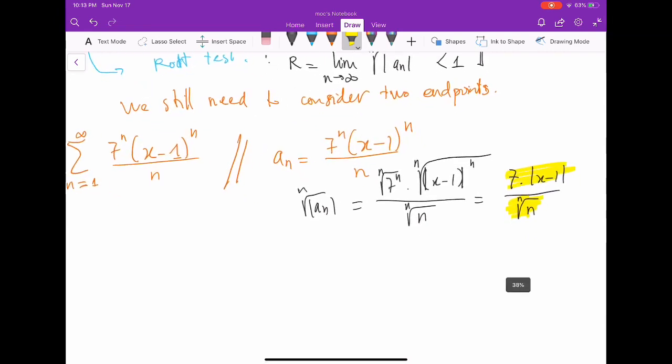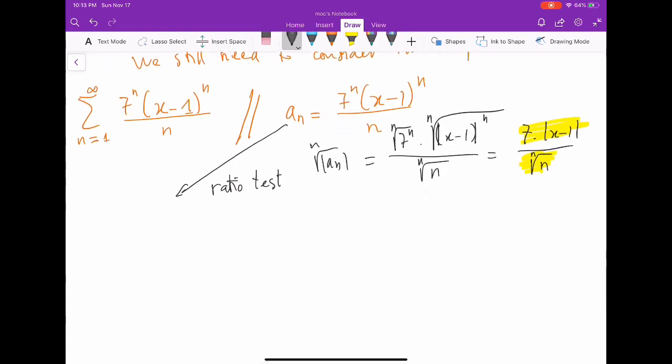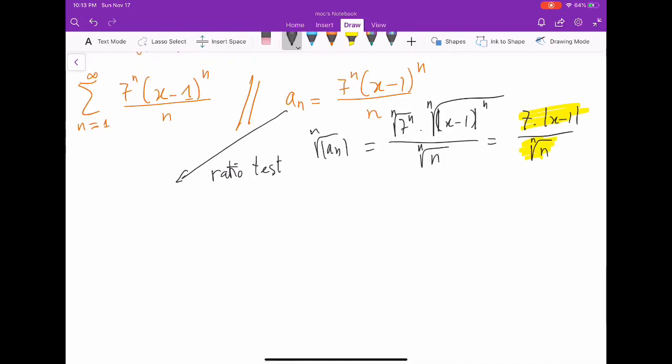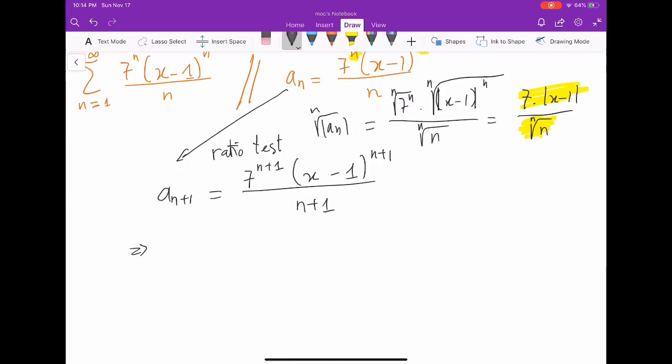Okay, in order to use the ratio test, I write here ratio test. If you don't get that from the beginning, you might try both, and then choose the suitable one for you. So for the ratio test, you need to find a_(n+1). Right here, instead of n, you have n plus 1. You have 7 to the n plus 1, and then you have (x minus 1) to the n plus 1. That comes from the definition. So instead of n, you just plug in n plus 1. In the denominator, I have n plus 1.